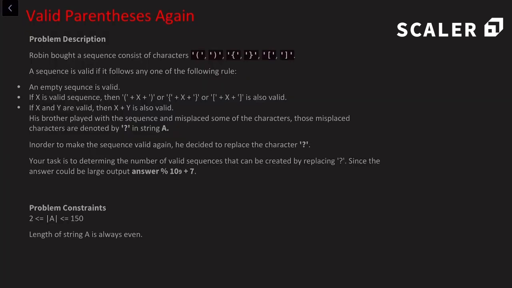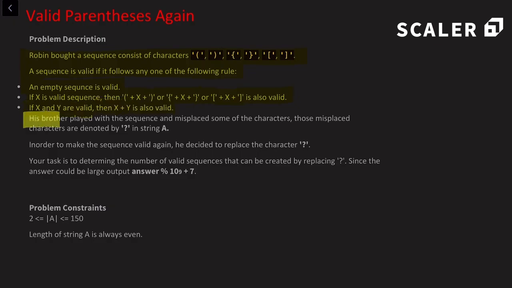Valid parentheses again. Robin has a sequence consisting of these characters. A sequence is valid if it follows any one of the following rules. An empty sequence is valid. If x is a valid sequence, then an opening bracket plus x plus a closing bracket of the same kind is also valid, and similarly for all the bracket types. If x and y are valid, then x plus y is also valid.